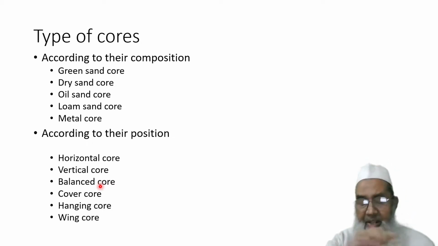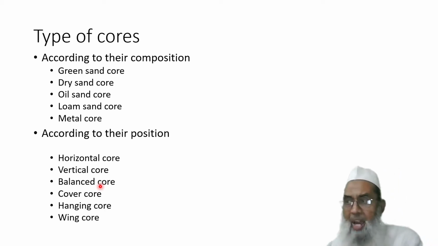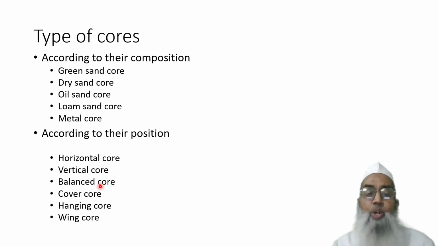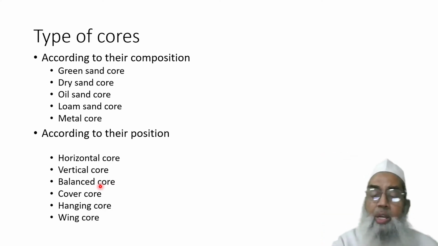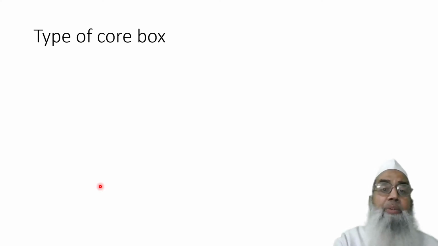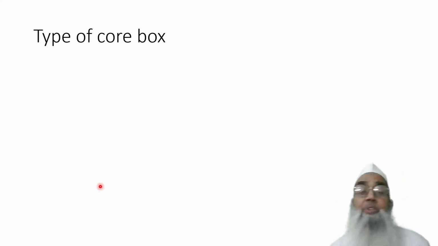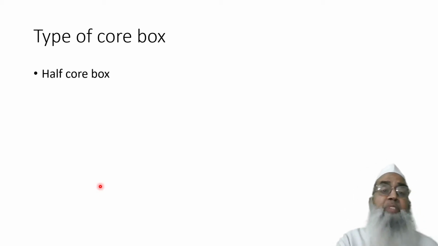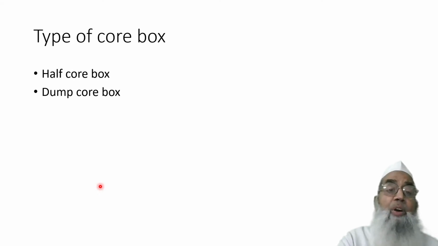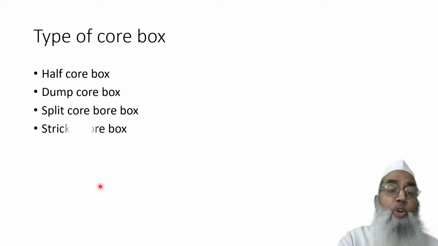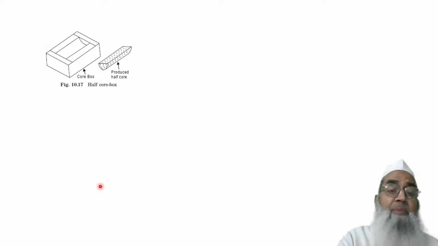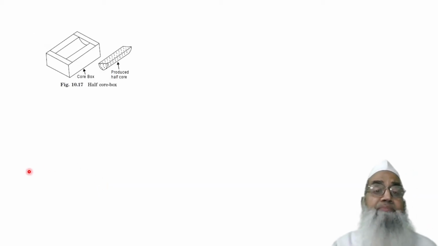Or according to the position, it can be a vertical one, a horizontal one, a balanced one, a cover type, a hanging core, or a wing core. Now we have to make a core by using different types of core boxes. There are different types of core boxes. It can be a half core box, a dump core box, split core box, stickle core box, or gang core box. Now this is a half core box.